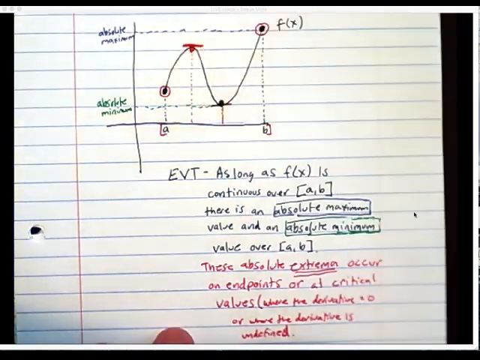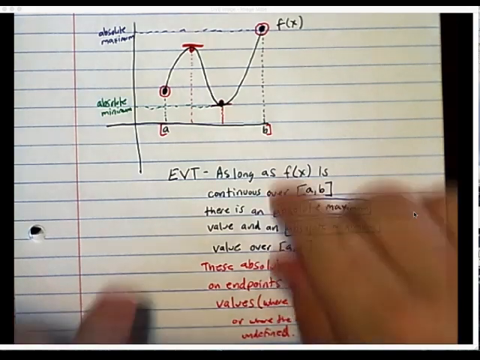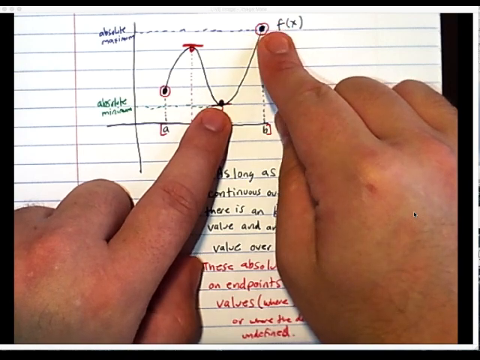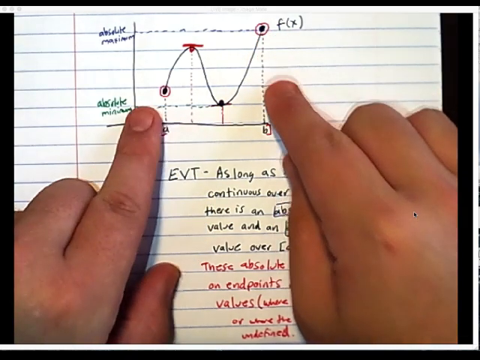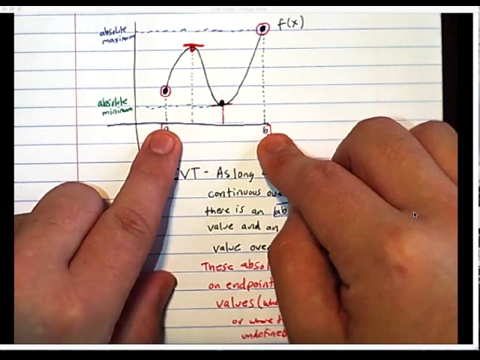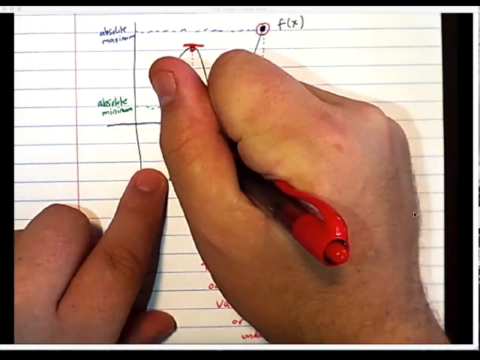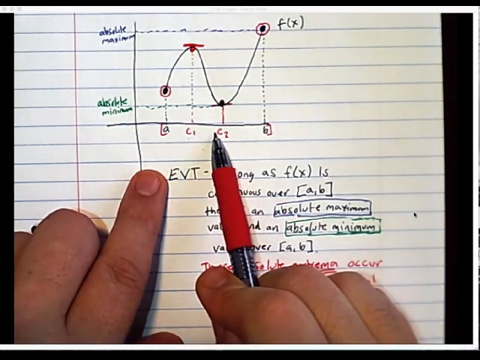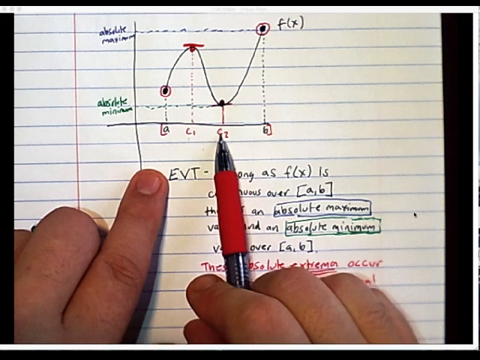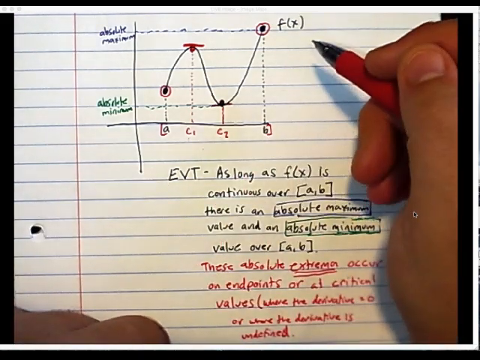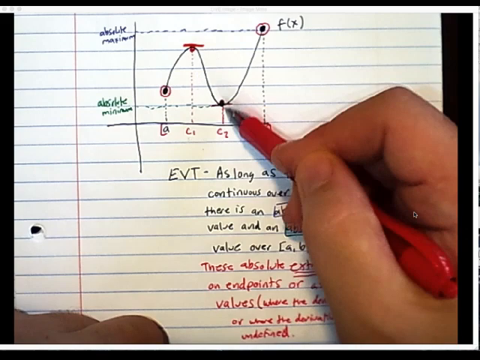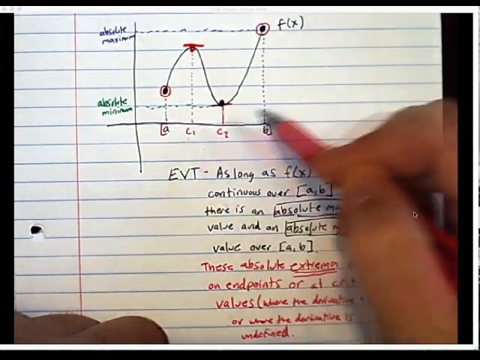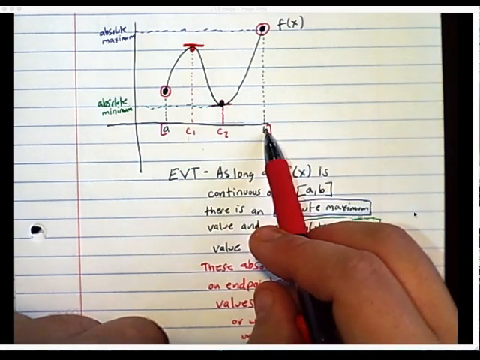So what the EVT does for us is it tells us as long as we have closed endpoints, we're going to have a high point and a low point, and where those are going to occur is either on the endpoints at this value A or B, or at these values, which we can call C1, C2, because these are the critical values. Why is this useful? Because it narrows down all the numbers between A and B to simply 4 numbers that we have to test out.